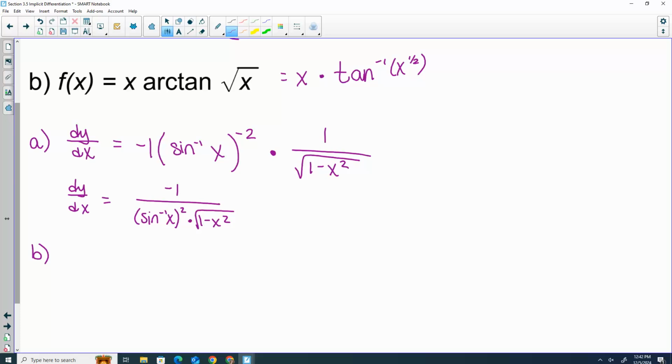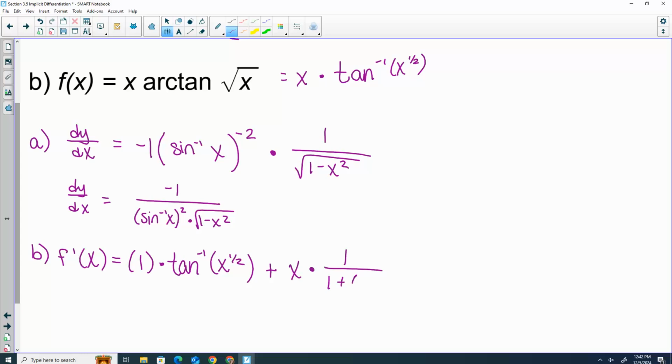So if we do our derivative of f, we can call it f prime if we wanted. What am I going to have to do here? Product rule. Derivative of the first, derivative of x is 1, times the second, plus the first, so x, times derivative of the second. The derivative of tangent inverse is what? 1 over 1 plus x squared.